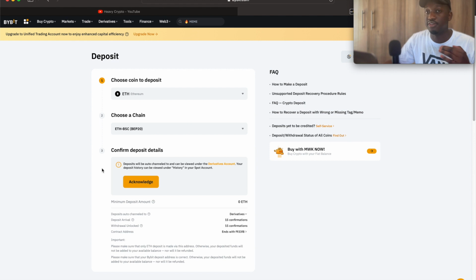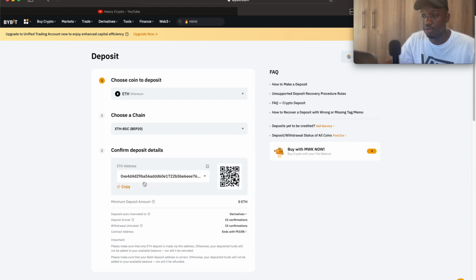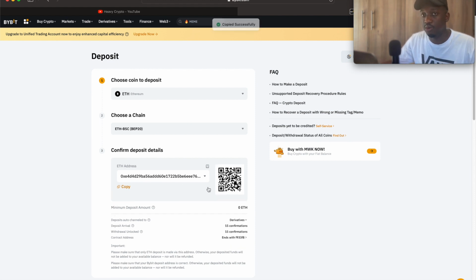You can always use different networks. So if you want to deposit crypto using BEP20, make sure you use a BEP20 address and the BEP20 network. Do not make that mistake. And right here, you're simply gonna have to acknowledge, and they're gonna provide you with a BEP20 address. So you copy this address and then you go to Binance or any other crypto exchange that has the BEP20 network, and then you deposit using that network.